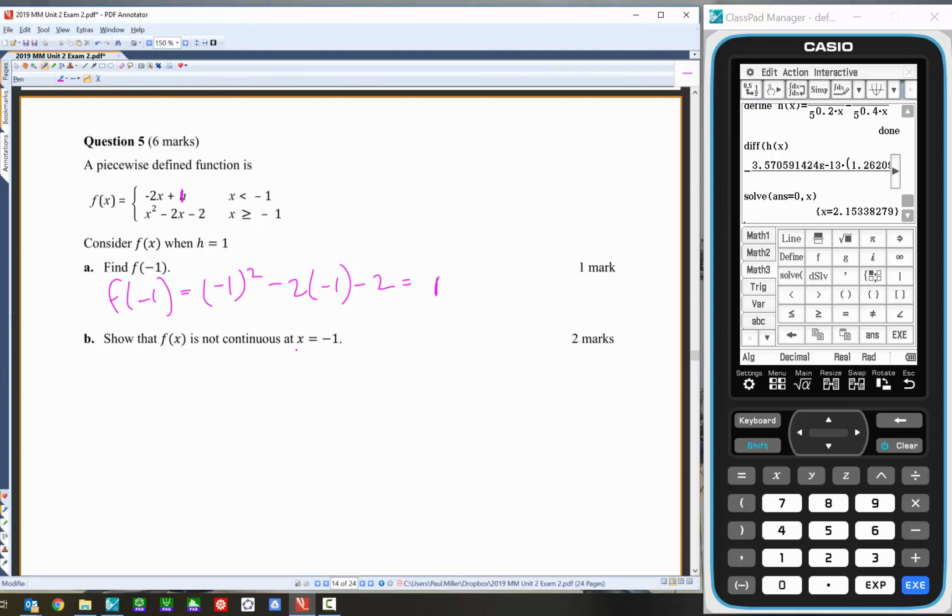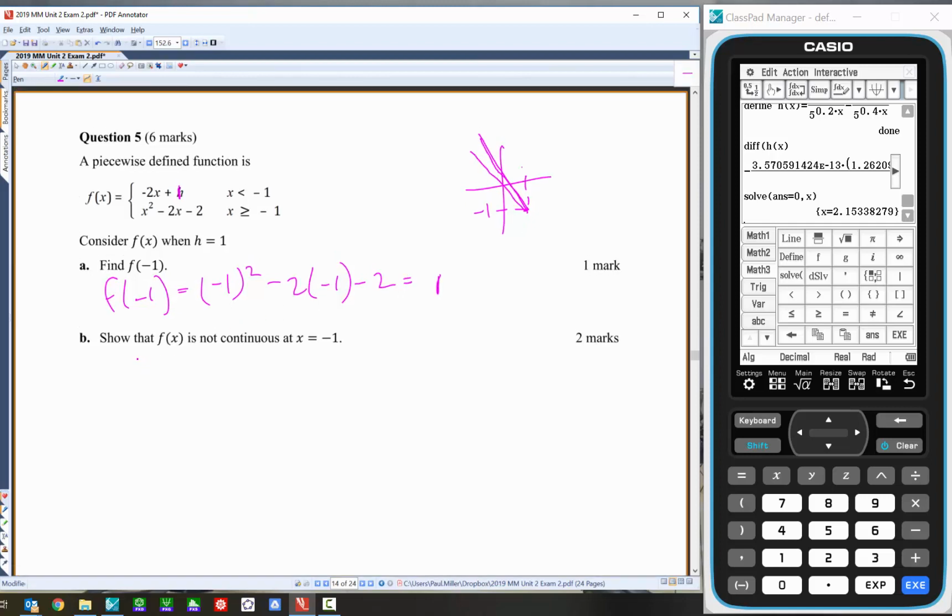Show that it's not continuous at x is equal to negative 1. So there's a discontinuity there. So essentially what's going to happen at x is equal to 1 is we're going to have, if I put 1 in here, I'm going to say that that's going to be negative 2, negative 1. It's going to do something like that, right? And then we've got a parabola. All right, let's just see what happens.